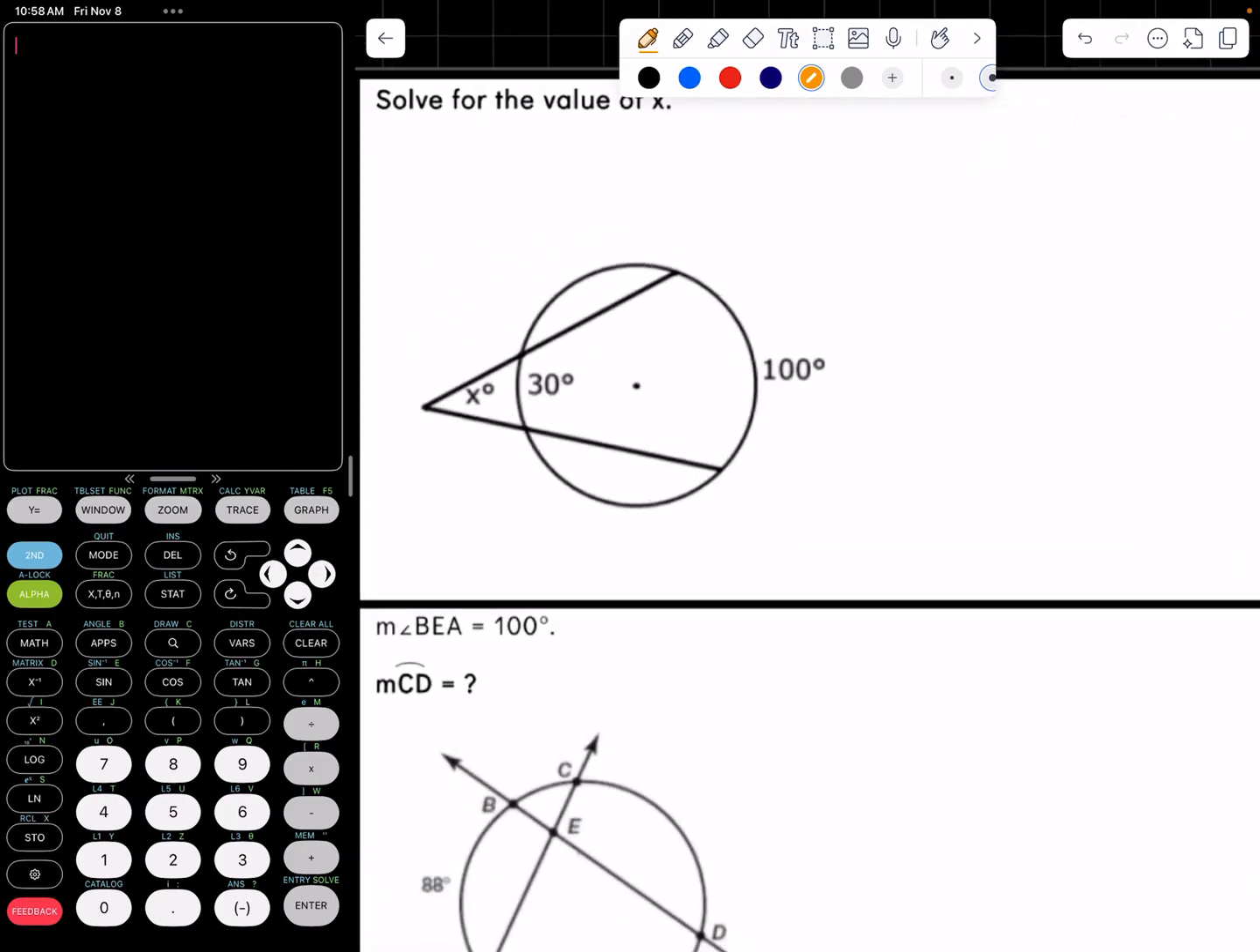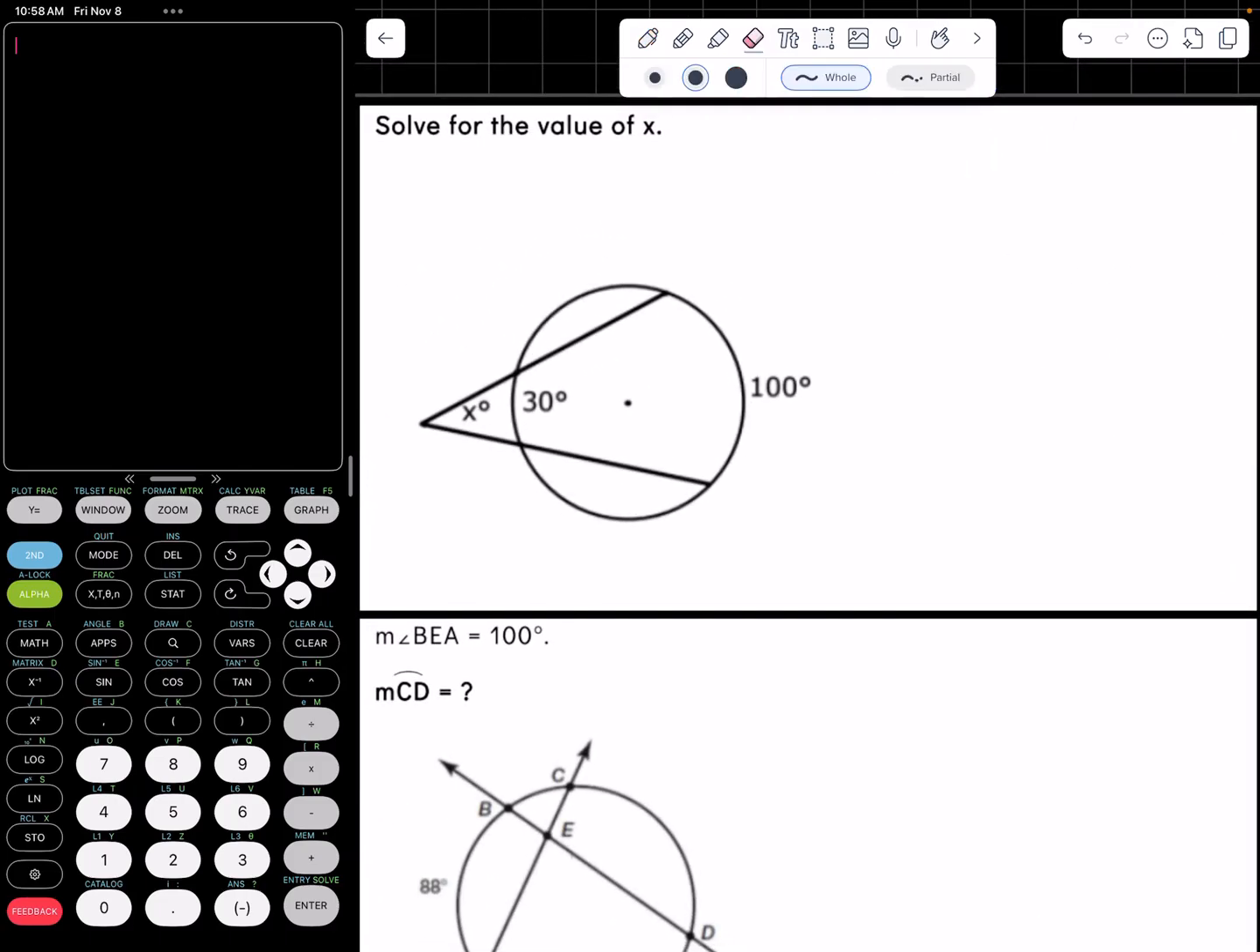So this first question over here on the left, they give me my two angles, nice and pretty, okay? Is my angle inside or outside the circle? It is outside of the circle. So because of that, I know that I'm going to use the formula that involves subtraction. So I'm going to take my big arc, 100, subtract my small arc from it, divided by 2 equals x.